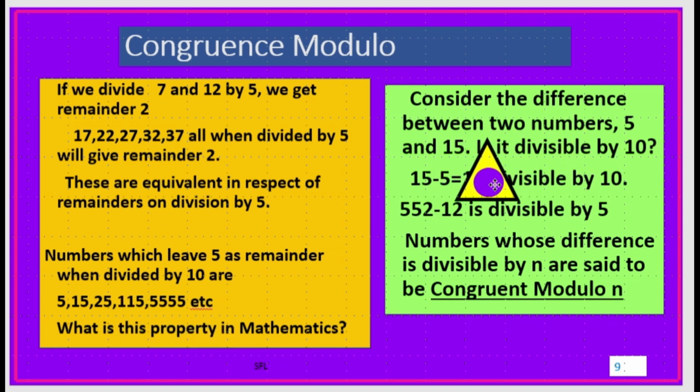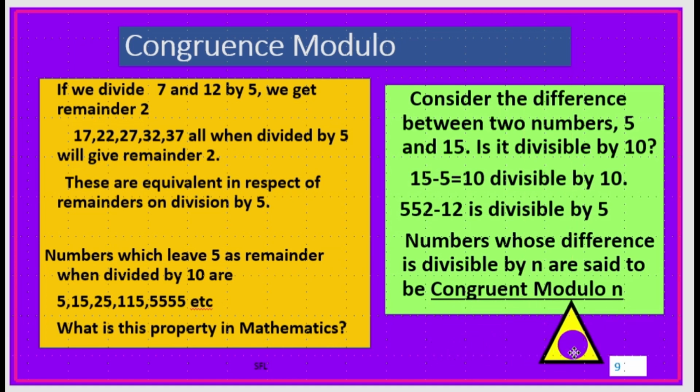Consider the difference between two numbers 5 and 15. Is it divisible by 10? 15 minus 5 equals 10, divisible by 10. 552 minus 12 is divisible by 5. Numbers whose difference is divisible by n are said to be congruent modulo n.